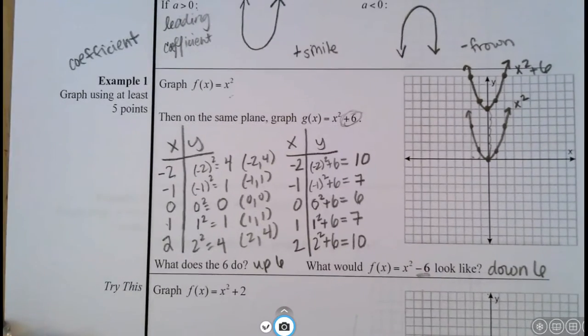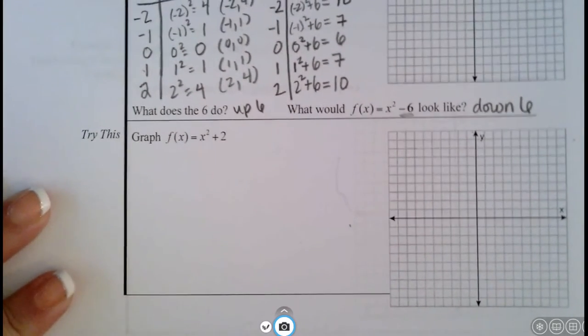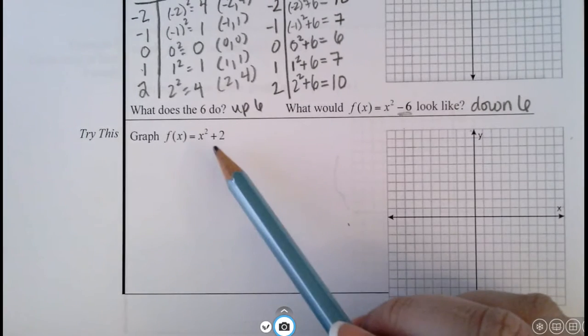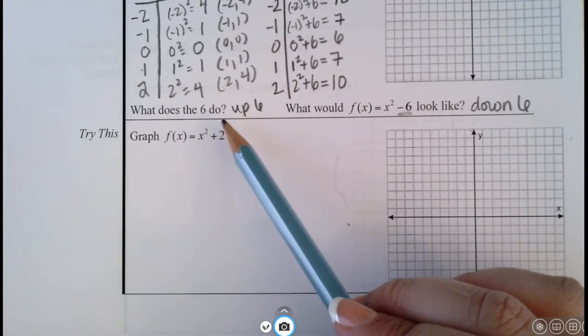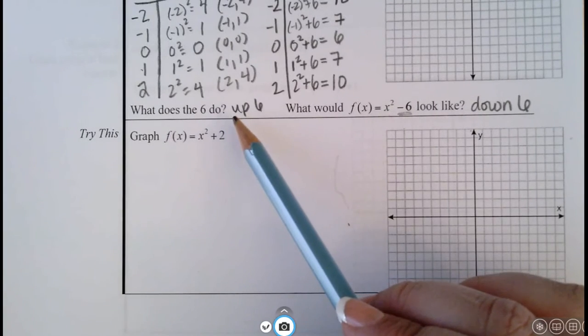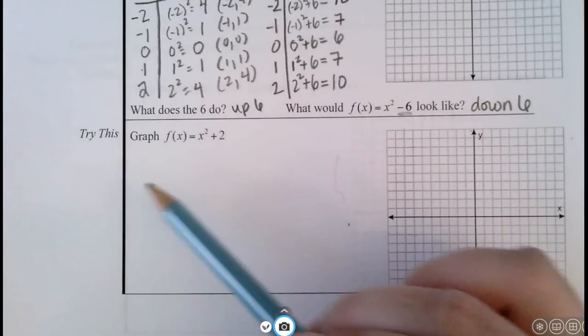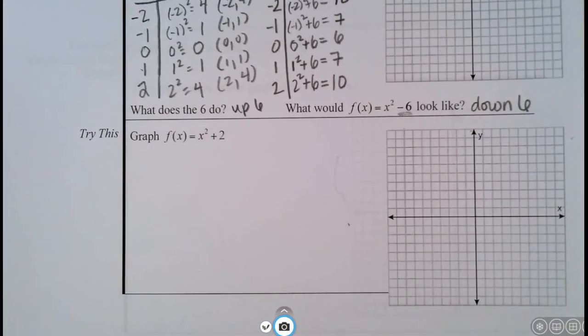What I'd like you to do is do the try this and then see what graph you get. And then in the Ed Puzzle question, I'd like you to describe in words what was the movement. So like the plus 6 moved up 6, minus 6 went down 6. What is the movement of this graph?